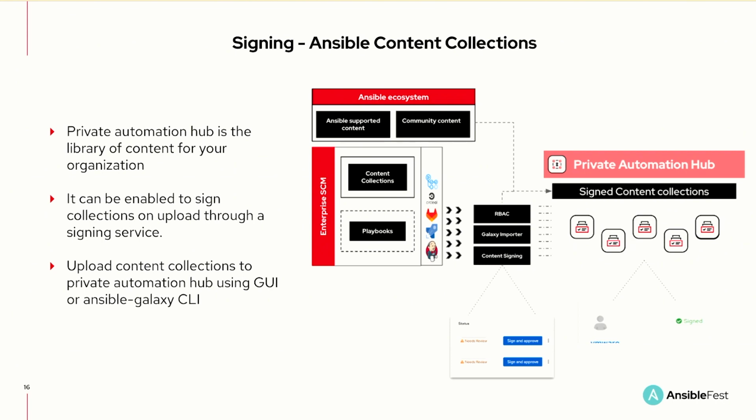Other part on the second side is you can have enterprise SCM where you can hold your own collections that you're building in-house as a customer. And then you can have your playbooks that you're running to do production workloads or production workflows. So how do you secure them? For the content collections, again, we want private automation hub to be your source of truth for all content. And it has the capability to sign collections now. The idea now being any collections that get uploaded to private automation hub can be signed. So that is how we build the chain of custody.